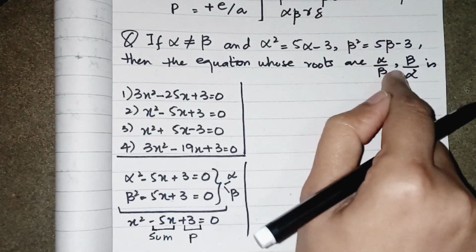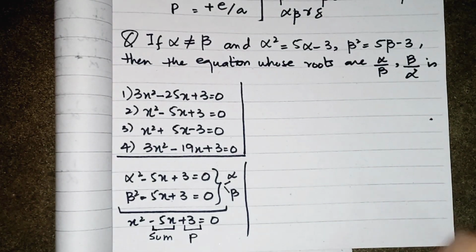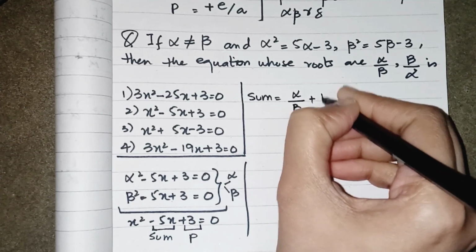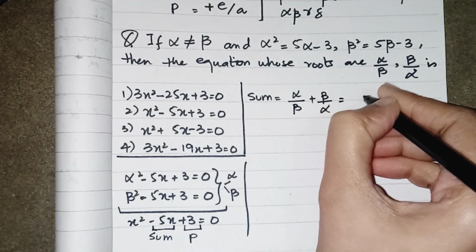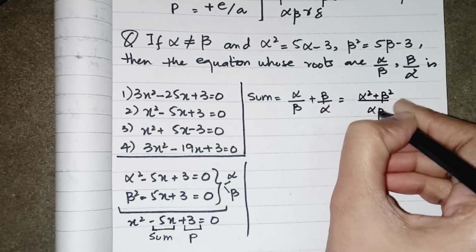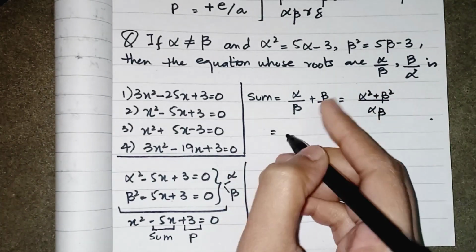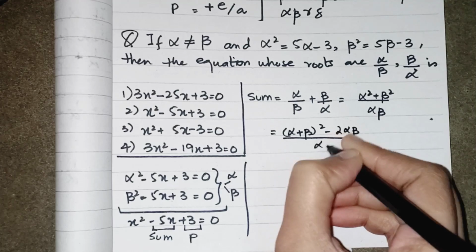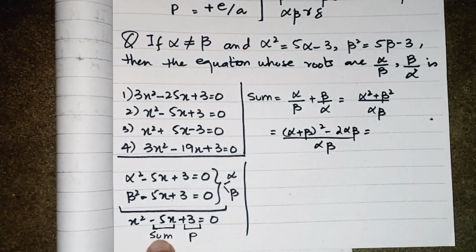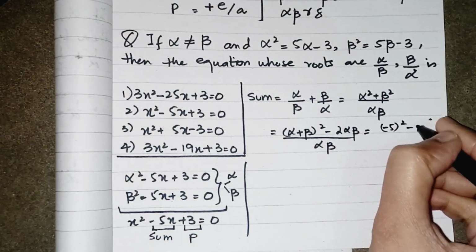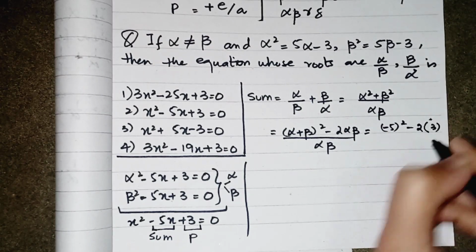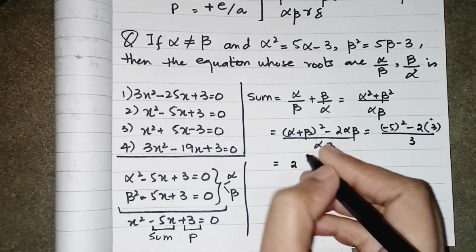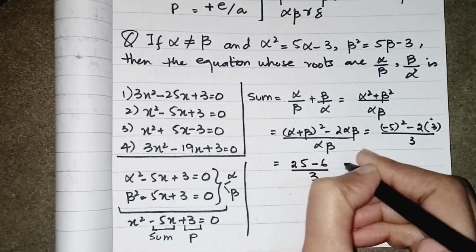But for doing that, what do we have to do? We have to add and multiply the roots. So for the sum, alpha upon beta plus beta upon alpha results in alpha square plus beta square upon alpha beta, and we all know that alpha square plus beta square is equal to alpha plus beta whole square minus 2 alpha beta, upon alpha beta. The value of the sum alpha plus beta is 5, so minus 5 square minus 2 alpha beta, where the product value is 3. So the square of 5 is 25 minus 6 upon 3 equals 19 upon 3.